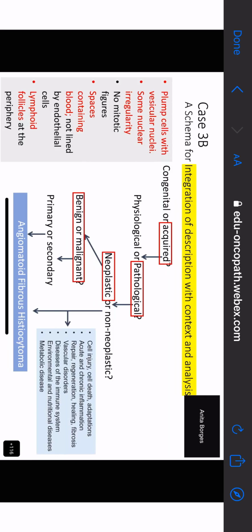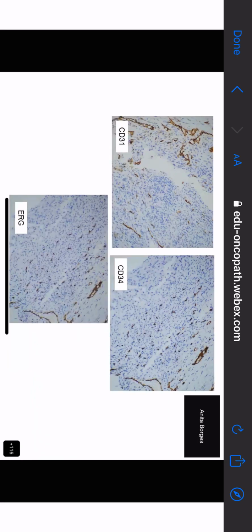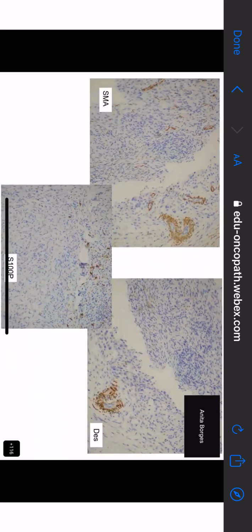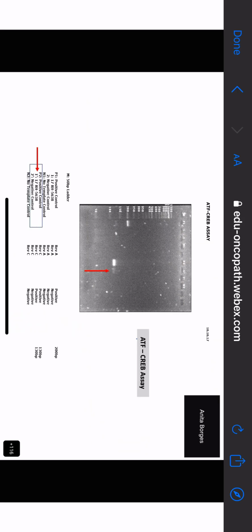Now you all have these pictures. So go look at them, read the books, and it will tell you what this entity is and how it looks. Okay. So here, no immunohistochemistry helps. You can do CD31, CD34. If you thought that this was an endothelial cell tumor, it is not. It's not marking with SMA, desmin, S100 protein.